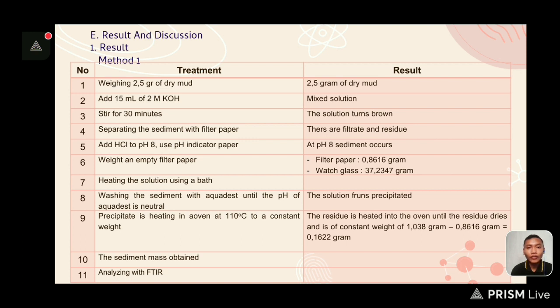The precipitate is heated in an oven at 110 degrees Celsius to a constant weight. Result: the residue is heated in the oven until it dries and is of constant weight of 1.038 gram, 0.8166 gram, 0.16122 gram. The sediment obtained is analyzed with FTIR.